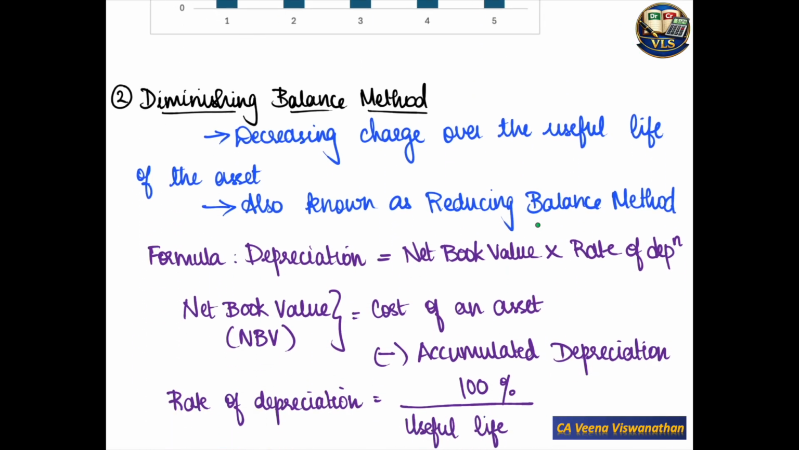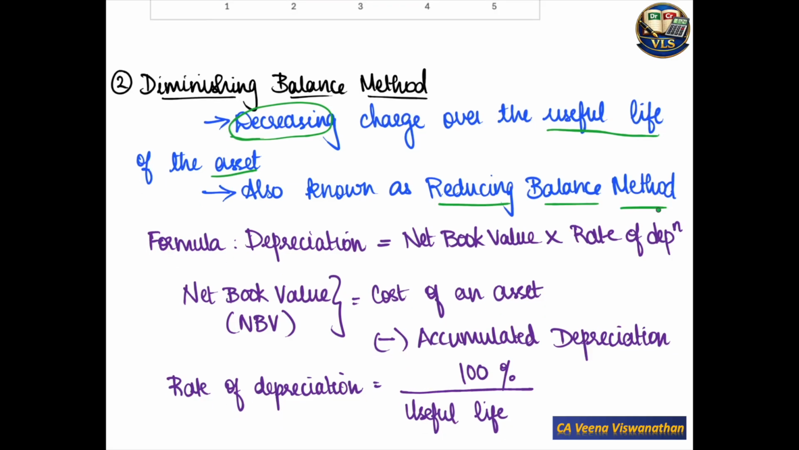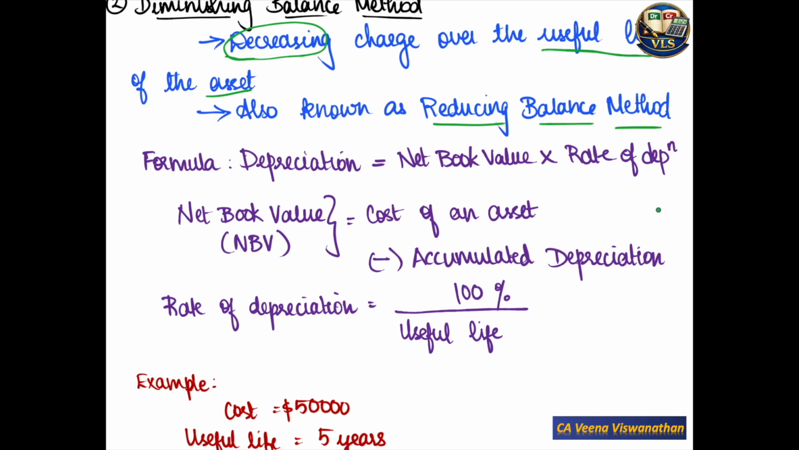The second method is the diminishing balance method. Under the diminishing balance method, the depreciation charge decreases over the useful life of the asset. This is also known as the reducing balance method because the charge keeps reducing or diminishing as the years pass on. So the formula for calculating the depreciation would be net book value into rate of depreciation.